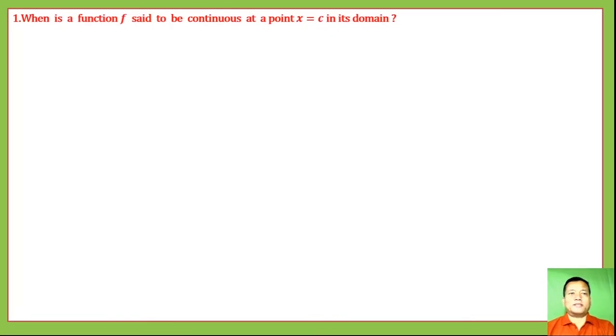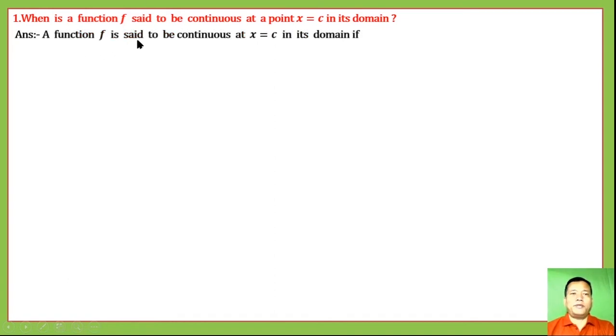When is a function f said to be continuous at a point x equal to c in its domain? A function f is said to be continuous at x equal to c in its domain if limit of f of x as x tends to c equal to f of c.